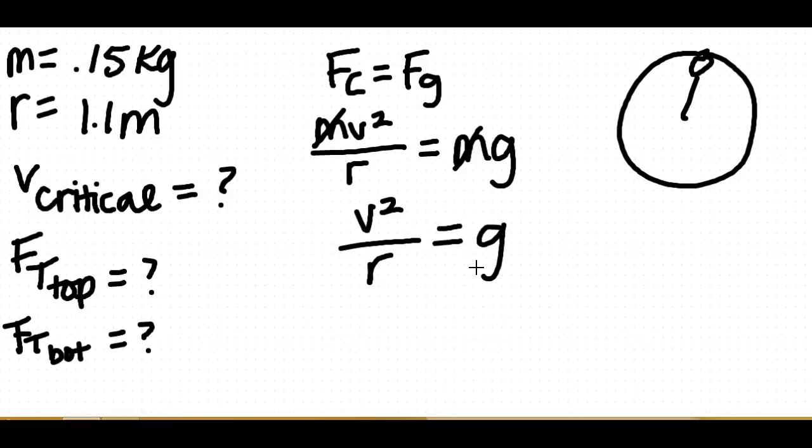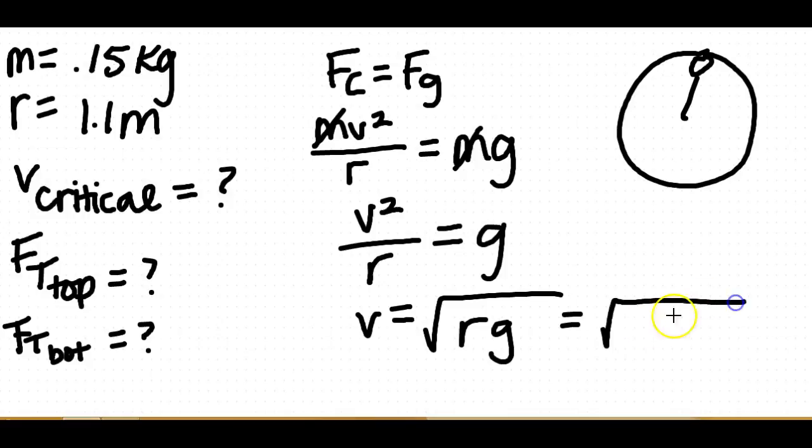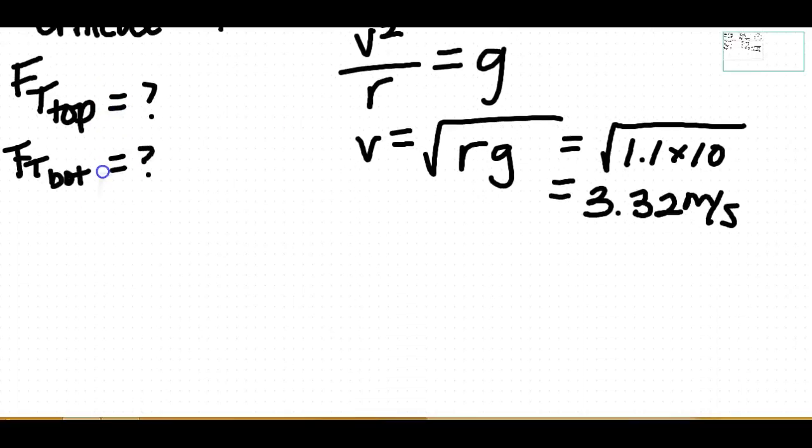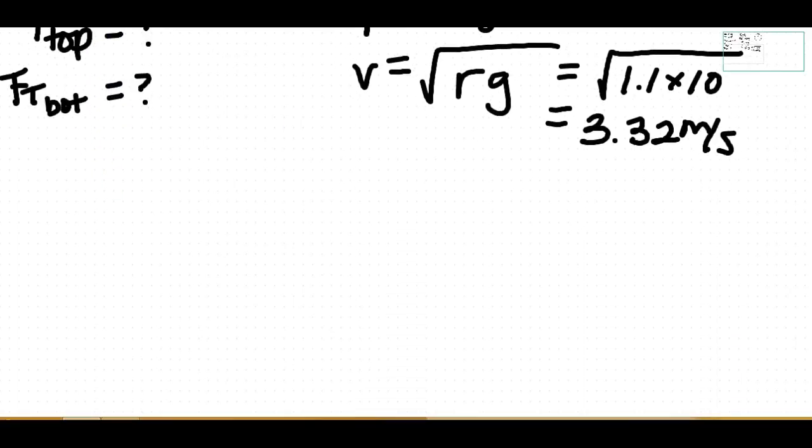And we're looking for the velocity. So that is going to be the square root of r times g, where the radius is 1.1. So it's going to be the square root of 1.1 multiplied by 10, because we use 10 for gravity. When we do that, we end up with 3.32 meters per second. So that is the minimum speed that it could have in order to get all the way around at the top. So the critical speed is that size.